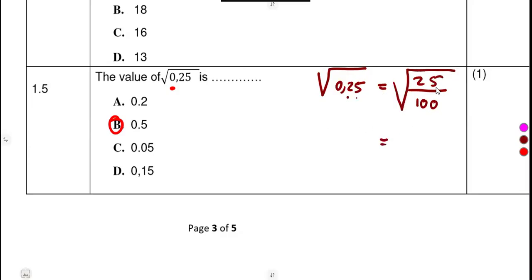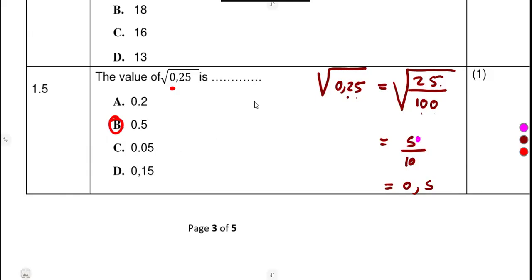So that we can determine the square root of 25, which is 5. The square root of 100, which is what? Which is 10. So now we can divide 5 divided by 10, or 10 into 50. That is what? A 5. So as you can see, the same answer there.